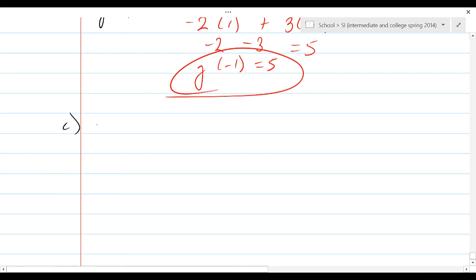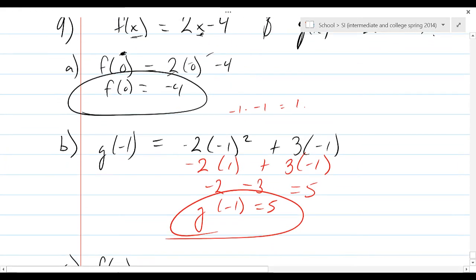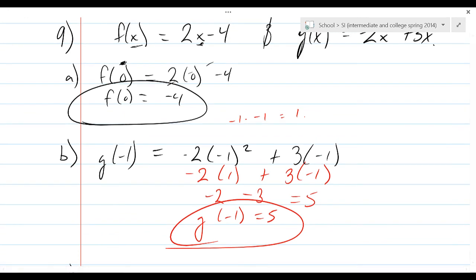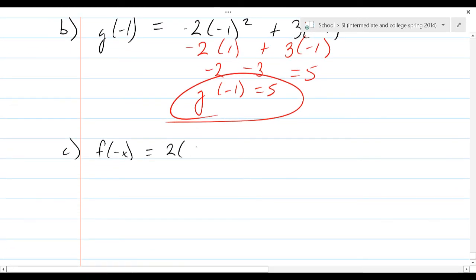C. The f of -x. Well, I've got 2x minus 4, so I'm going to replace this x with -x. So I've got 2 times -x minus 4. What is 2 times -x? Well, that's -2x, so I've got -2x minus 4. And that's it.